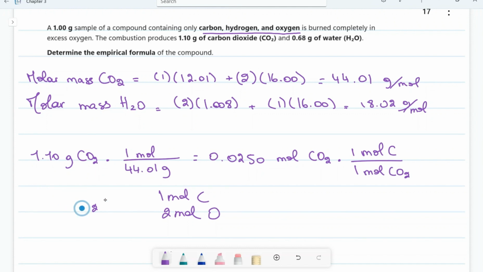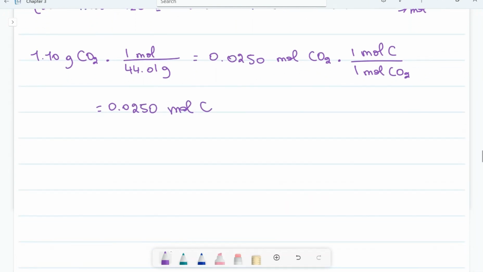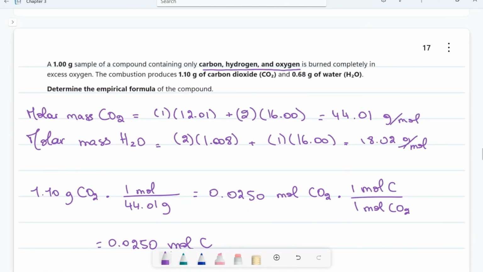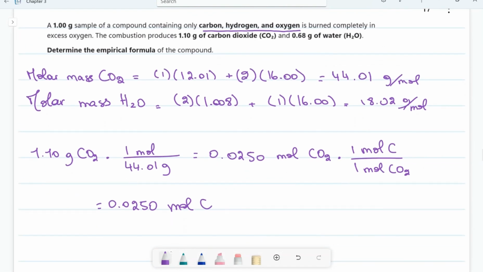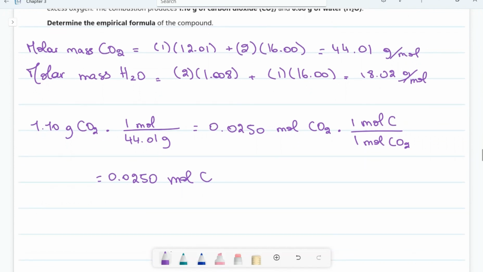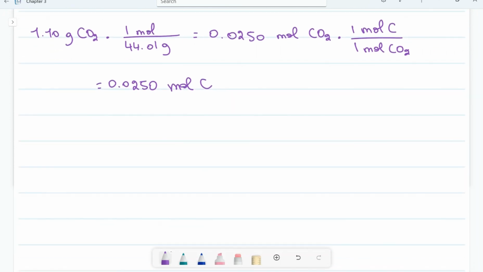In other words, the number of moles of carbon dioxide is equal to the number of moles of carbon. So this gives us 0.0250 moles of carbon. We do the same thing for hydrogen. We are told in the question that we have 0.68 grams of water, so 0.68 grams of H2O. We write this down here, 0.68 grams of H2O.